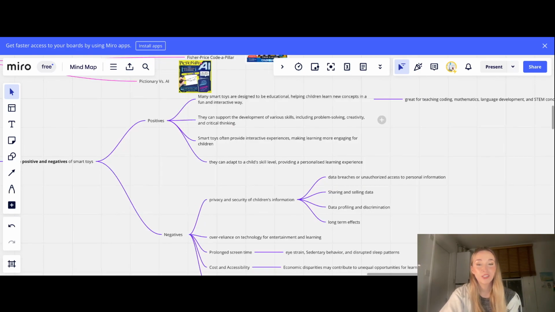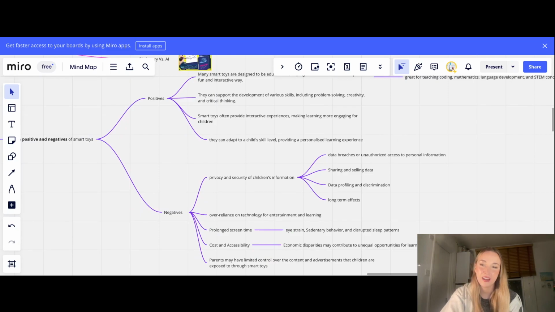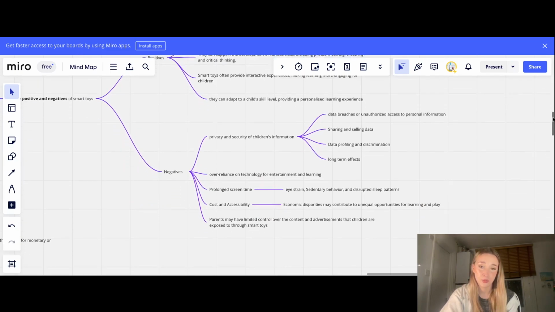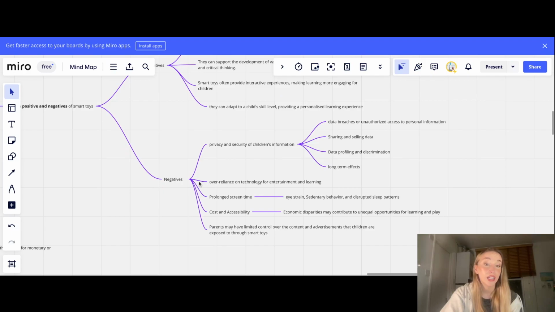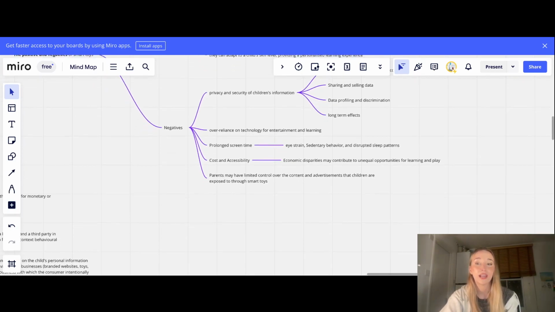Smart toys often provide interactive experiences, making learning more engaging for children. They can adapt to a child's skill level, providing a personalized learning experience. I think that last one is more relevant nowadays with the introduction of AI that can learn from children's data. The negatives are privacy and security of children's information that we'll go into in depth later. So data breaches or unauthorized access, sharing and selling data, data profiling, and the long-term effects on children's mental health and development.